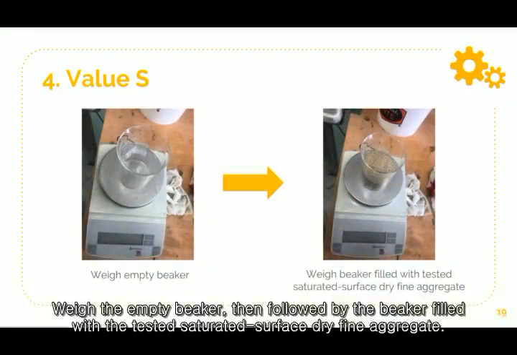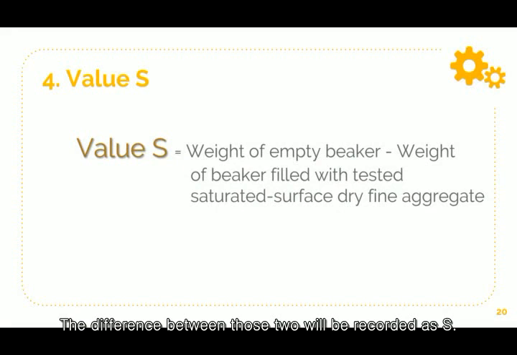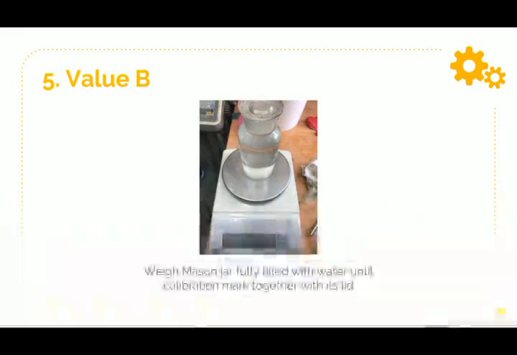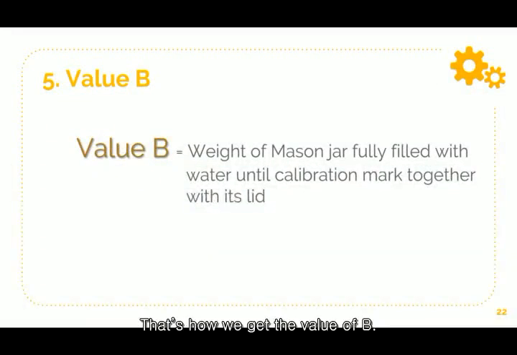Weigh the empty beaker, followed by the beaker filled with the tested saturated surface dry fine aggregate. The difference between those two will be recorded as S. For value B, we just need to weigh the mason jar that has been fully filled with water up to the calibration mark, together with its lid. That's how we get the value of B.